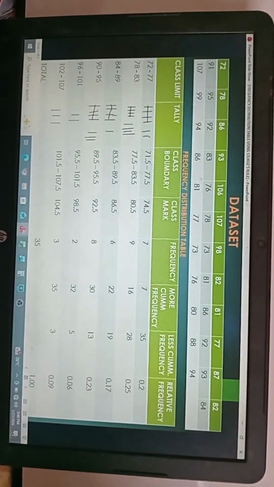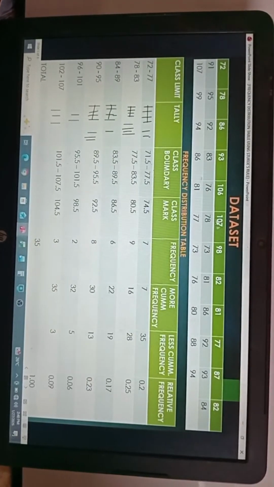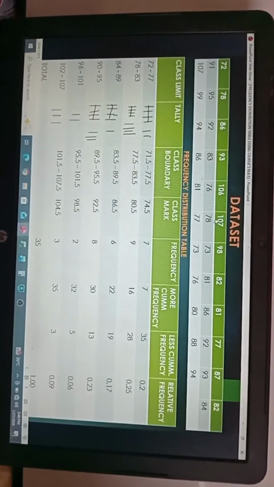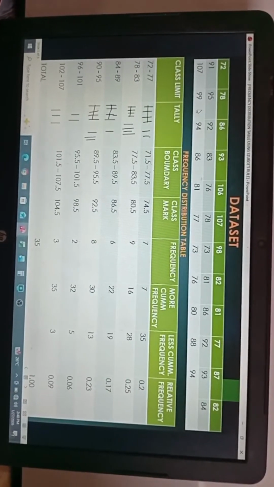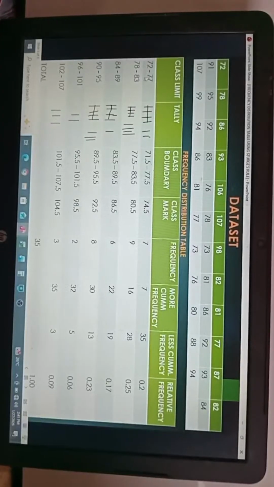Now, given this data set, the data set that we have shown previously, that is the one with the temperature of that certain region, we are going to convert this data set into the frequency distribution table. Now we know our lowest value to be 72. Now we know our class interval to be 6 and our class size to be 6. 1, 2, 3, 4, 5, 6. This is our class size.